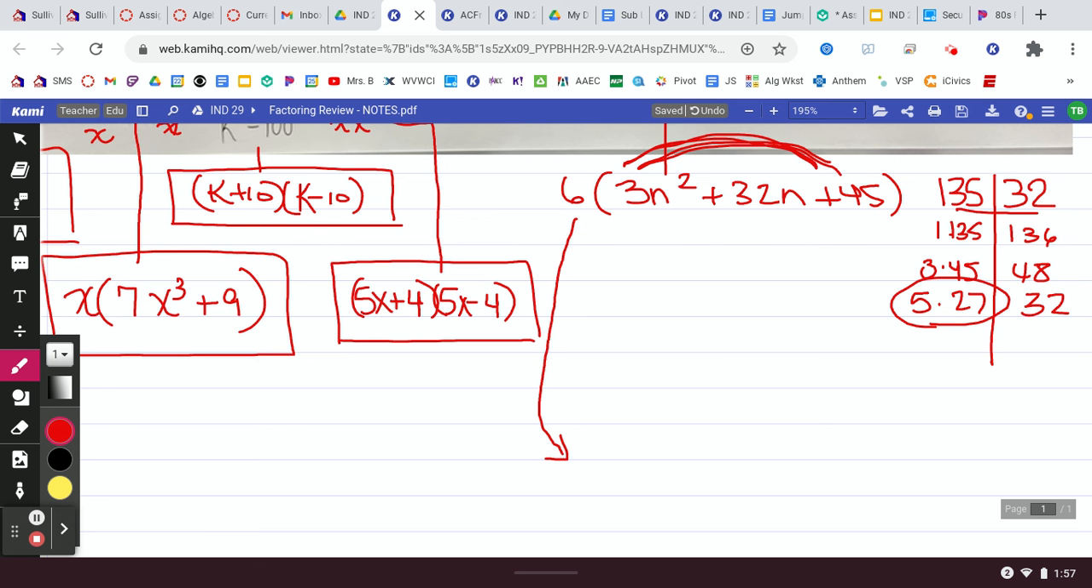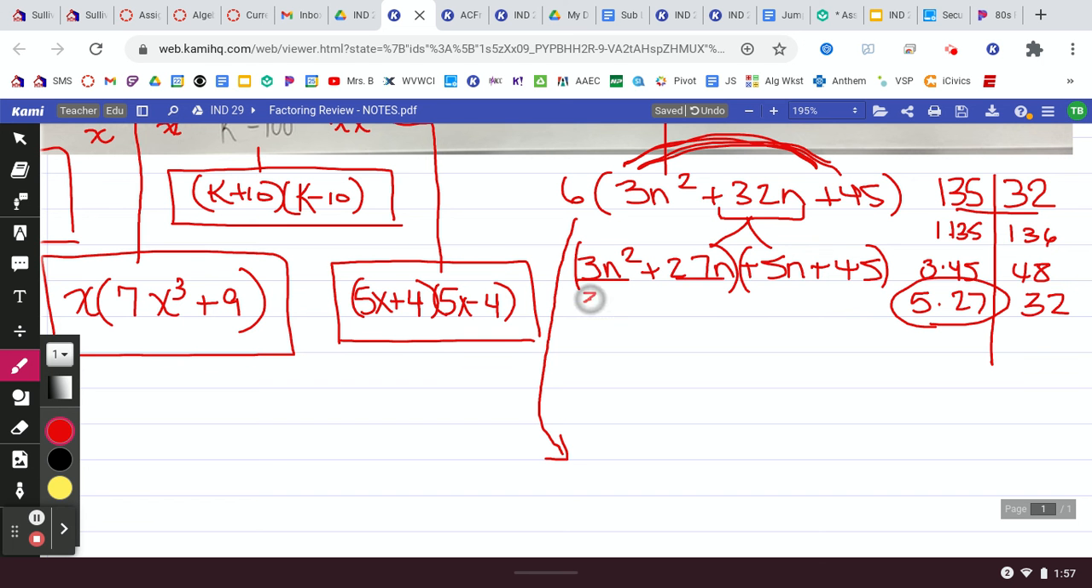When you find your winning factors, they have to replace 32n. So that means you've got 3n squared. Which one should I put first, the 5 or the 27? Yeah, plus 27n plus 5n, and then plus 45. I split my 32 into 27 and 5. Now I factor by grouping.